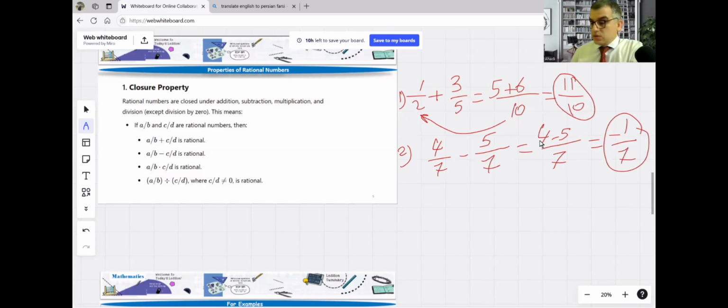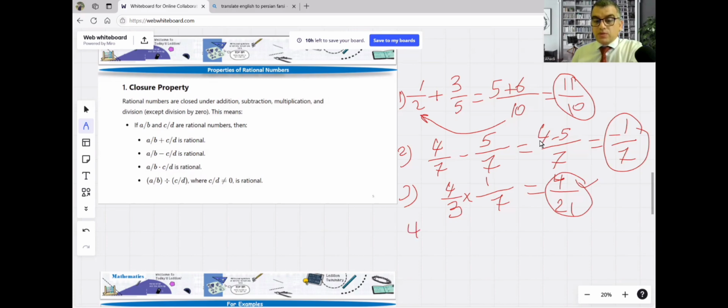Same we can do for multiplication. Suppose we have the first example like 4 by 3 times 1 by 7, it's equal to 4 by 21, right? See, again we can see it is a rational number. So the rational numbers are closed under multiplication.